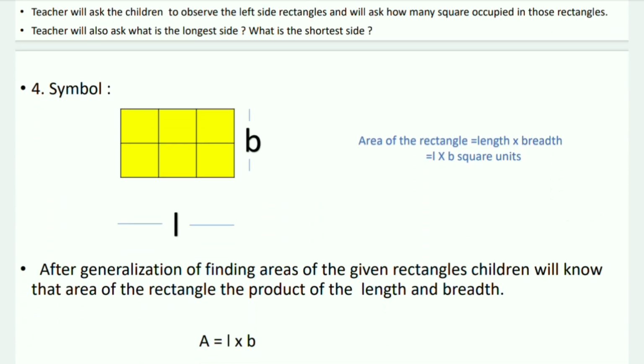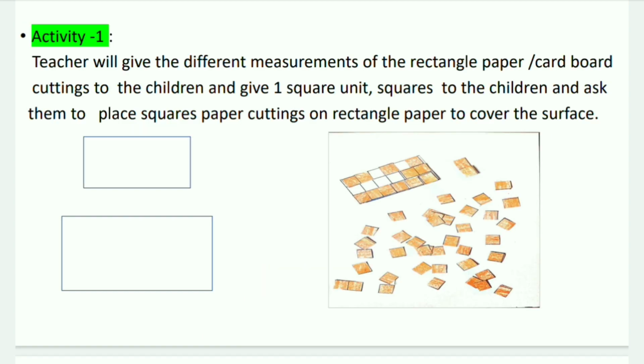Symbol: after generalization of finding areas of the given rectangles, children will know that the area of the rectangle is the product of the length and breadth, A = L × B. Teacher will give rectangle paper or cardboard cuttings of different measurements and one-unit squares to the children and ask them to place the square paper cuttings on the rectangle paper to cover the surface.